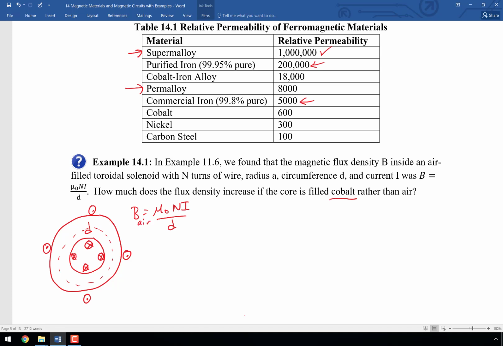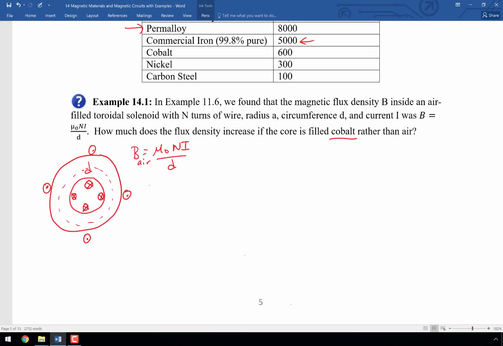But what we're going to do now is figure out what happens if it's not air. What happens if it is cobalt? So we're going to take the new version of Ampere's circuital law, H dot dl is equal to I enclosed. And if we look at this, there's no reason to think that the magnetic field wouldn't be constant around that entire loop.